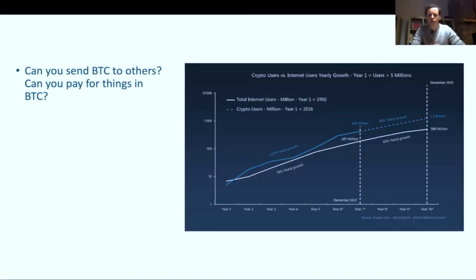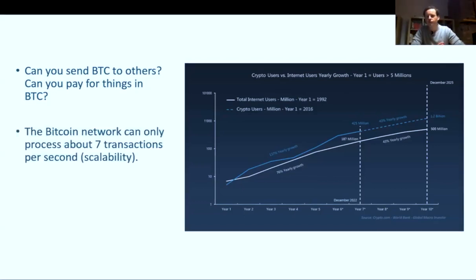In fact, let's look at this graph on the right, which was produced by Crypto.com, World Bank, and Global Macro Investor, which compares the growth of the number of crypto users, which is the blue line you can see there, with the number of internet users, which is the white line, at a similar starting point in terms of numbers, so the adoption of them. And what you'll see, very similar, but Bitcoin has more users than the internet. So very, very interesting, that graph.